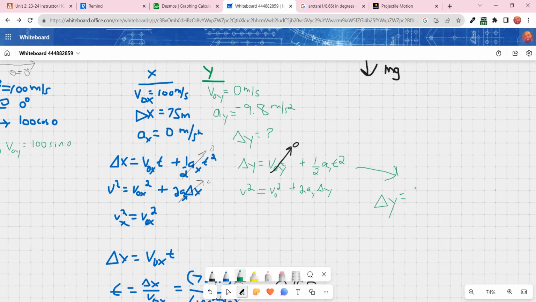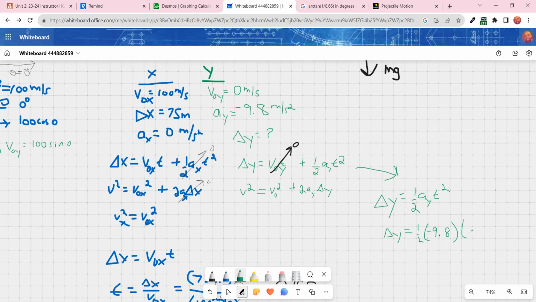Delta y is equal to 1/2 a y t squared. And I'm looking for what in this case? I'm just looking for delta y, so it's already solved for. We're good. Delta y is equal to 1/2. My acceleration on the y-axis is negative 9.8. I'll actually use it this time, rather than negative 10.